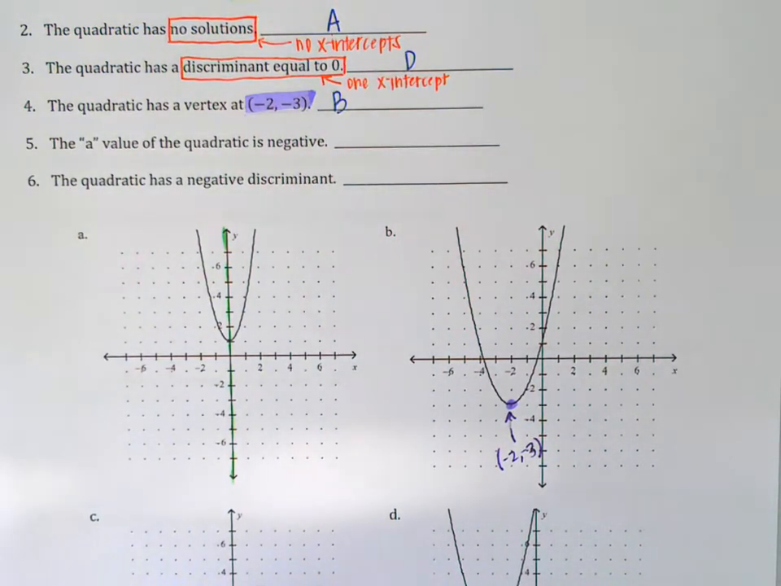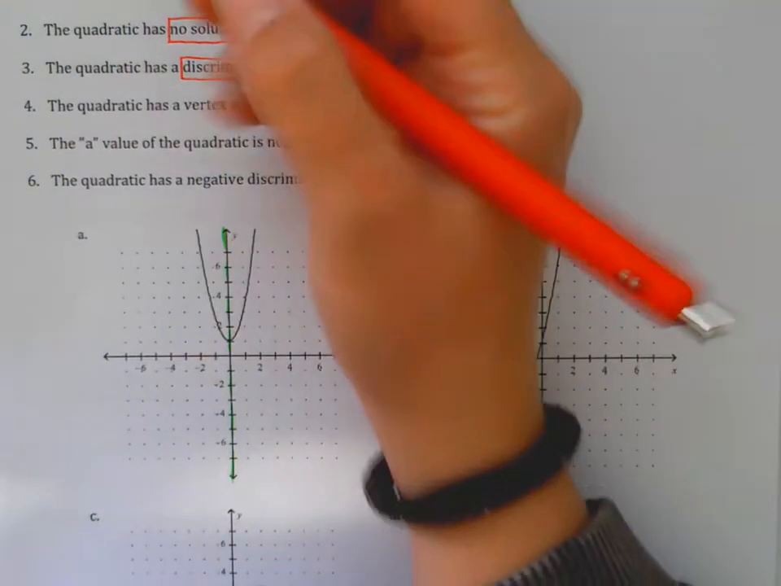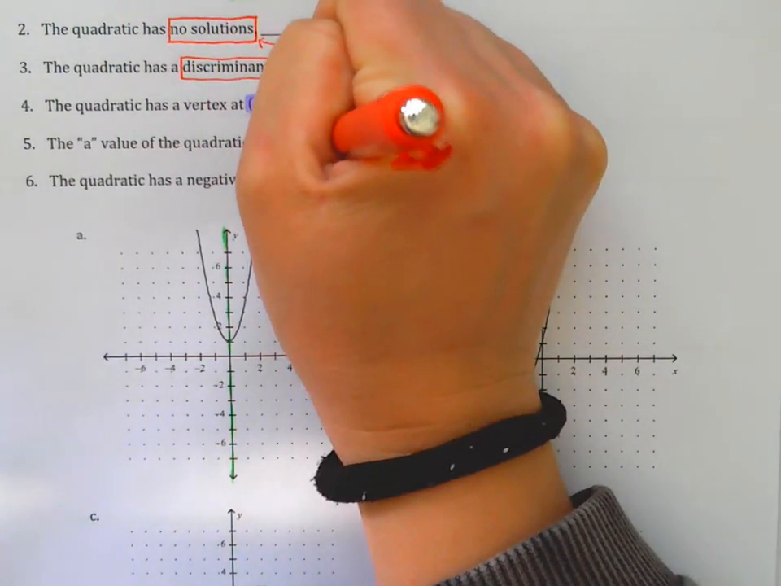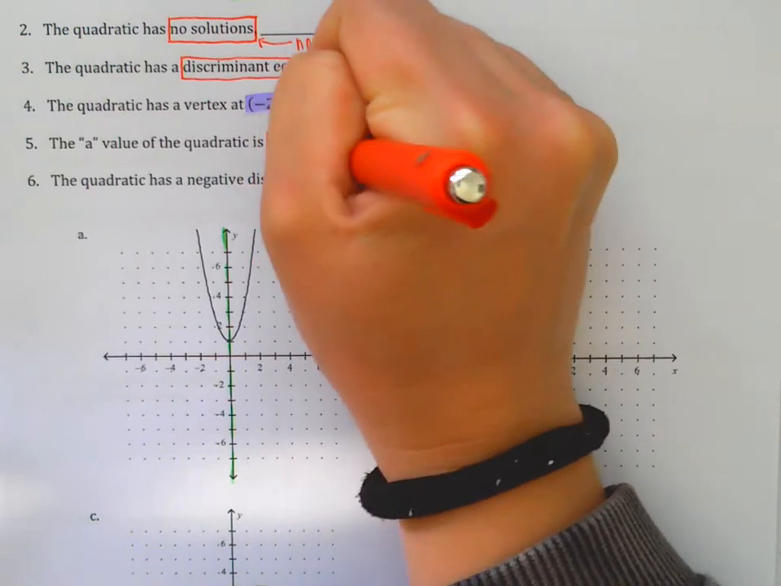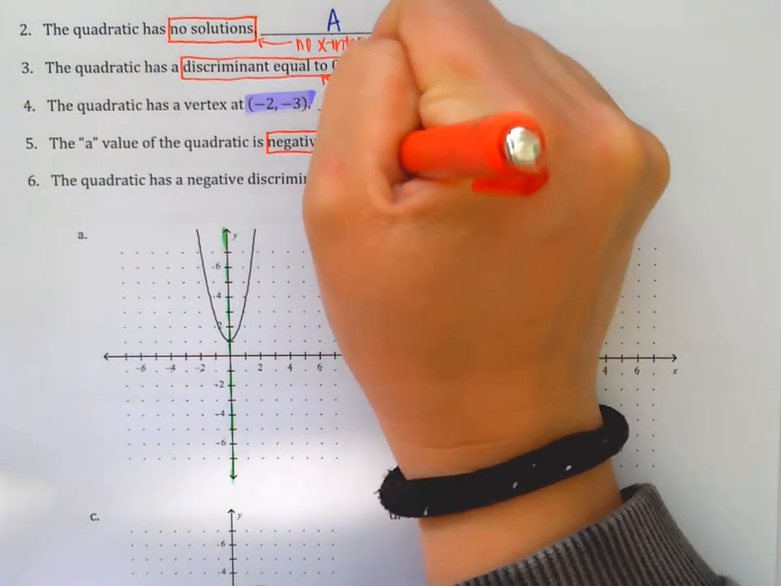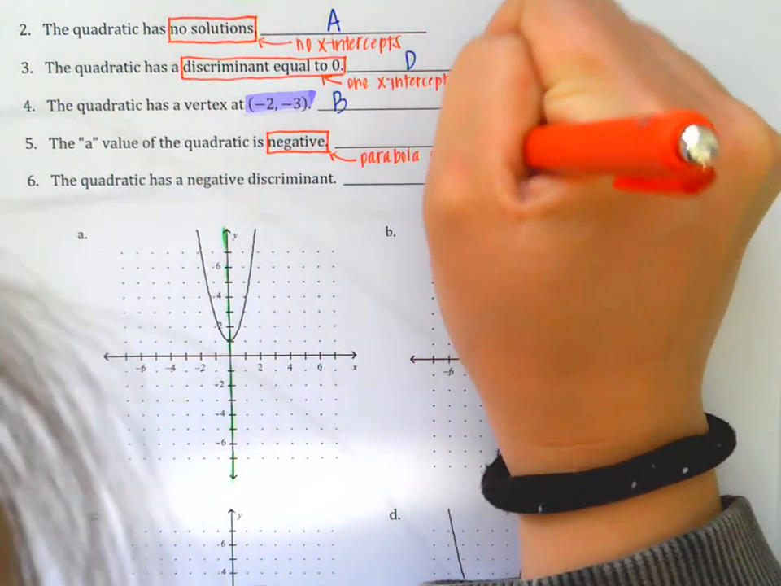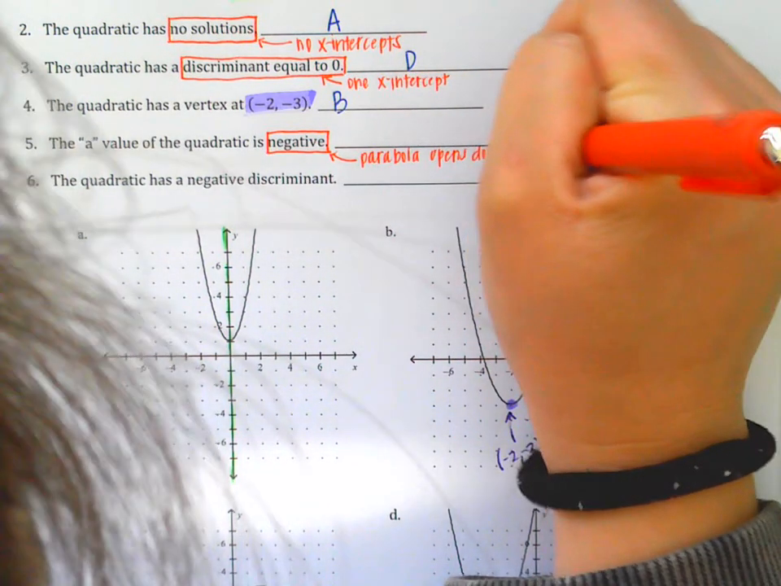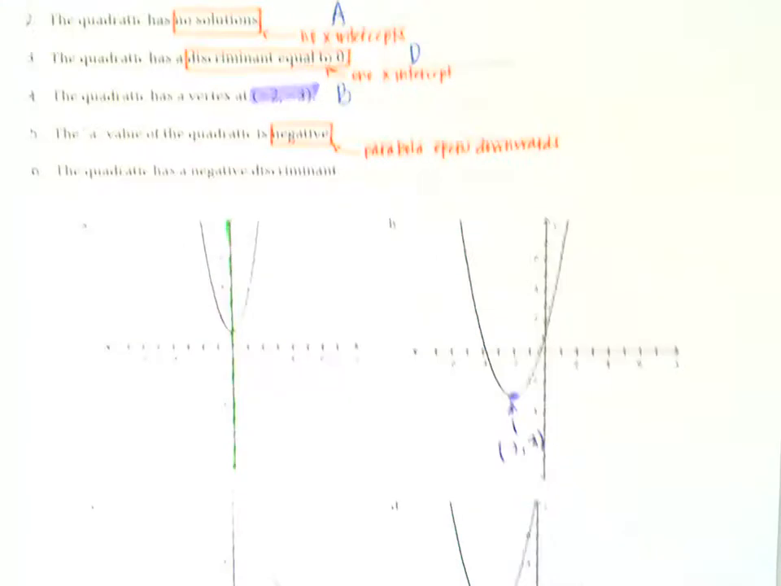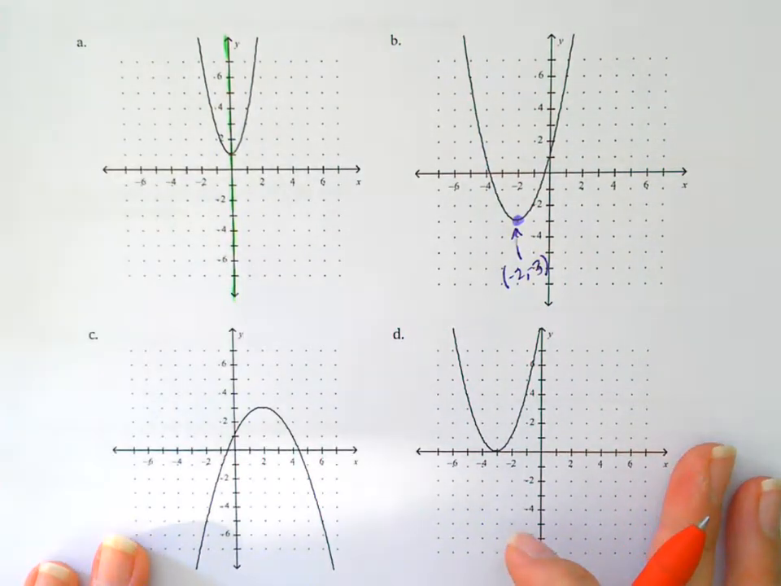Okay, so for 5, the a value of a quadratic is negative. So remember the a value of the quadratic, if it's negative, that tells me it's opening downwards. And if it's positive, that tells me it opens upwards. So if it's negative, the parabola is opening downwards. And so which one of these has a parabola that's opening downwards? And it's C.